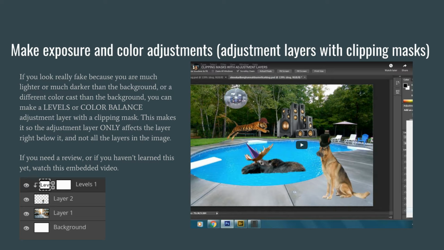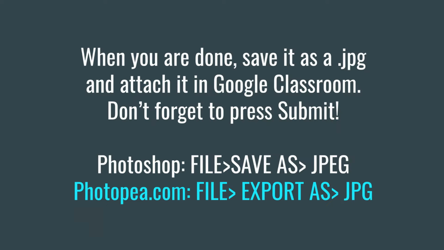And then I said make exposure and color adjustments using adjustment layers. This will also show you how to do that. If you click on this link right here, you're going to be sent right to YouTube, so you can check this out on your own. When you're done, you always save it as a JPEG. Attach it in Google Classroom and don't forget to press submit. If you're in Photoshop, you go to File, Save As, and make a JPEG. If you're in Photopea, you have to go to File, Export As, and export as a JPEG.